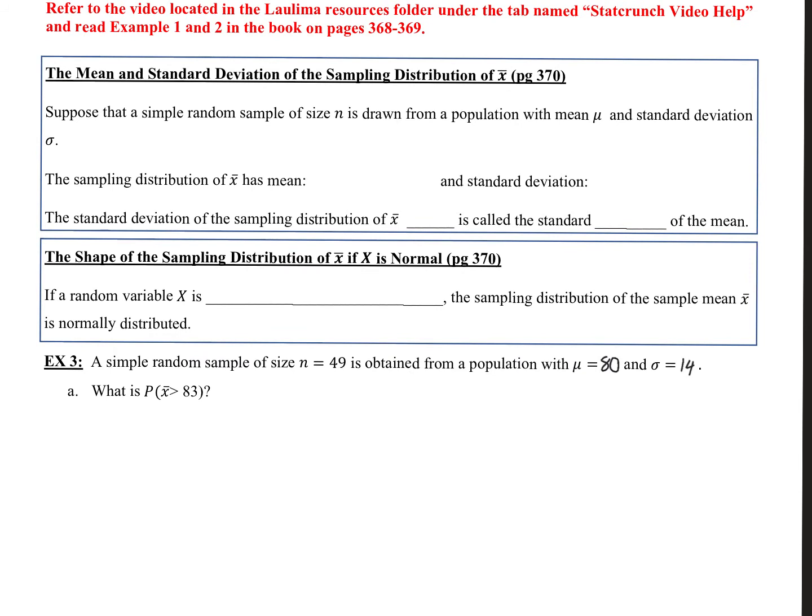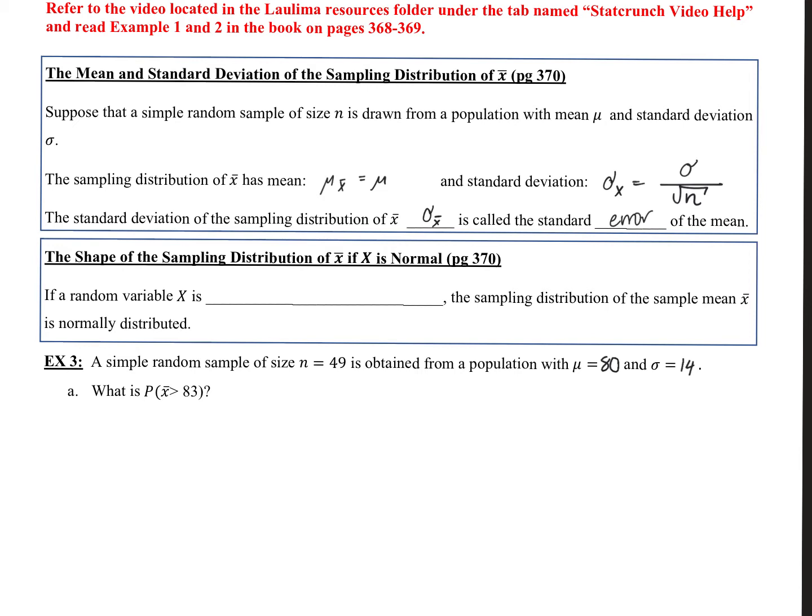Alright, so the mean and standard deviation of the sampling distribution of x bar. Suppose that a simple random sample of size n is drawn from a population with mean mu and standard deviation sigma. The sampling distribution of x bar has a mean of mu x bar equal to mu and standard deviation of sigma x bar equal to sigma divided by the square root of n, your sample size. And the standard deviation of the sampling distribution of x bar, which we call sigma x bar, is called the standard error of the mean.